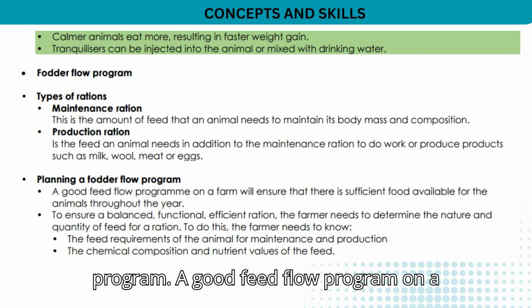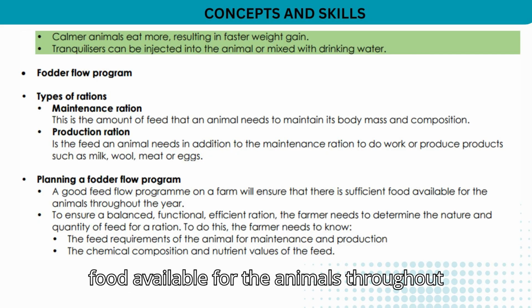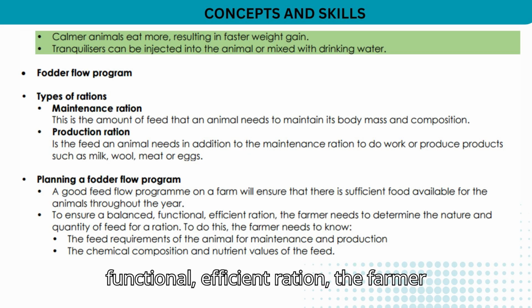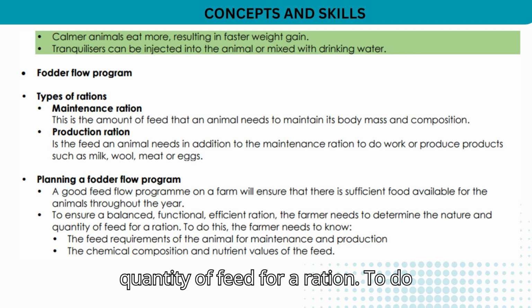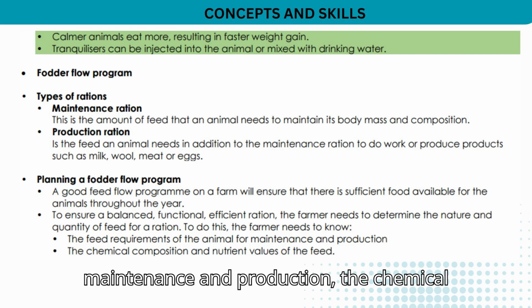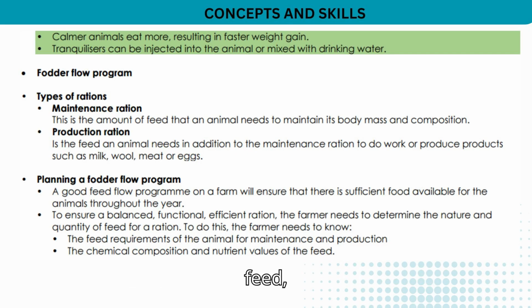Planning a fodder flow program. A good feed flow program on a farm will ensure that there is sufficient food available for the animals throughout the year. To ensure a balanced, functional, efficient ration, the farmer needs to determine the nature and quantity of feed for a ration. To do this, the farmer needs to know the feed requirements of the animal for maintenance and production, and the chemical composition and nutrient values of the feed.